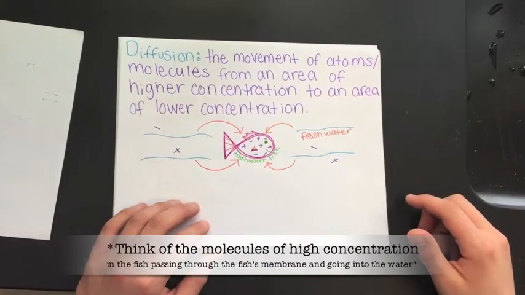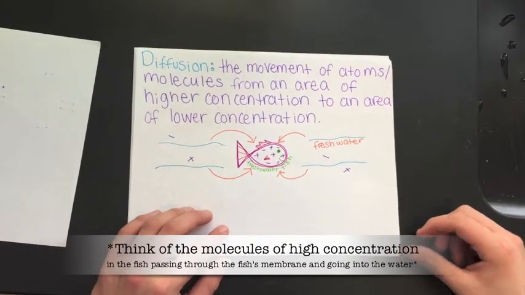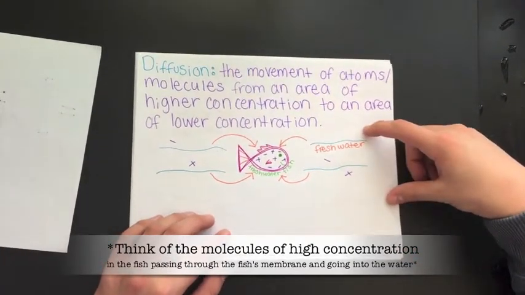Diffusion is the movement of atoms or molecules from an area of higher concentration to an area of lower concentration. As you can see, the fish in fresh water is an example.